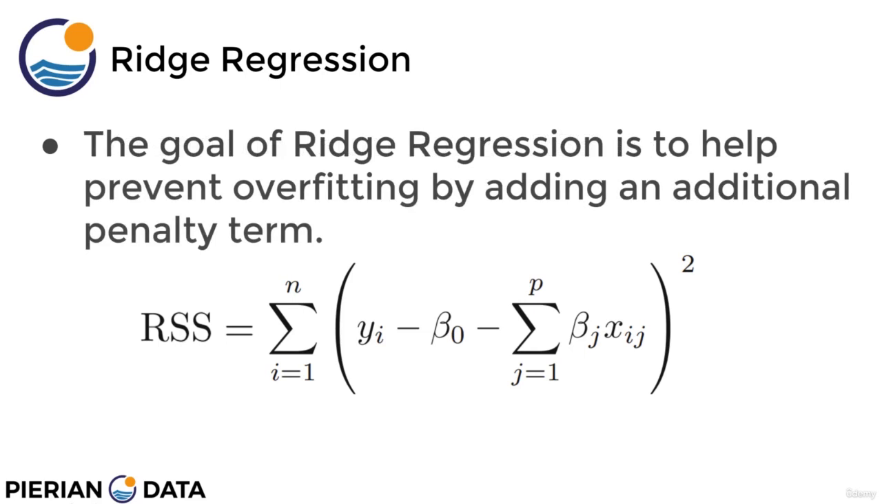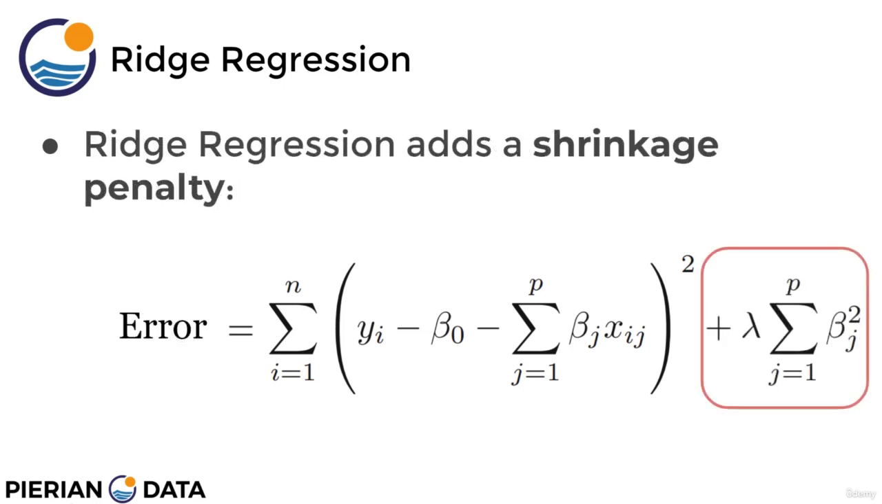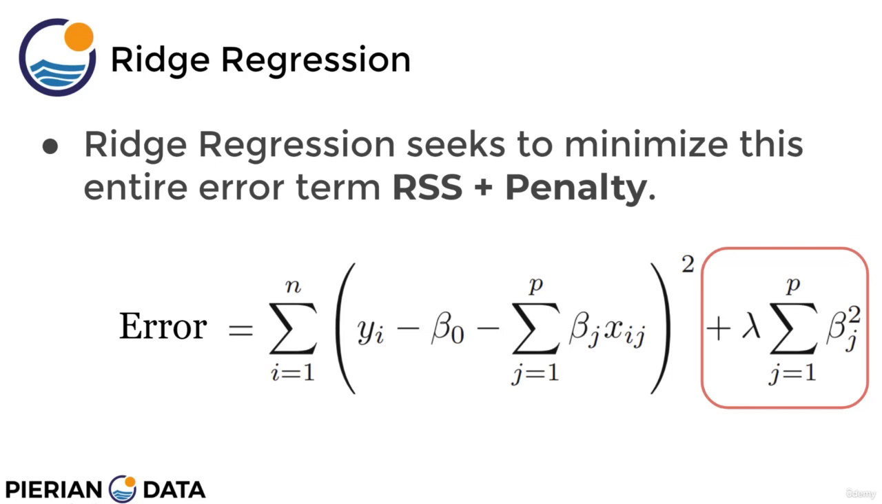So the goal of ridge regression is to help prevent overfitting by adding in an additional penalty term. And that penalty term looks like this, and it's also known as a shrinkage penalty. So let's discuss this penalty term in a little more detail. So ridge regression is seeking to minimize RSS plus the penalty term. Notice here on the left-hand side, I'm no longer calling this whole thing RSS. Instead, I'm just saying it's some other error. So now we're focusing on not just minimizing RSS, but minimizing RSS plus this penalty term.